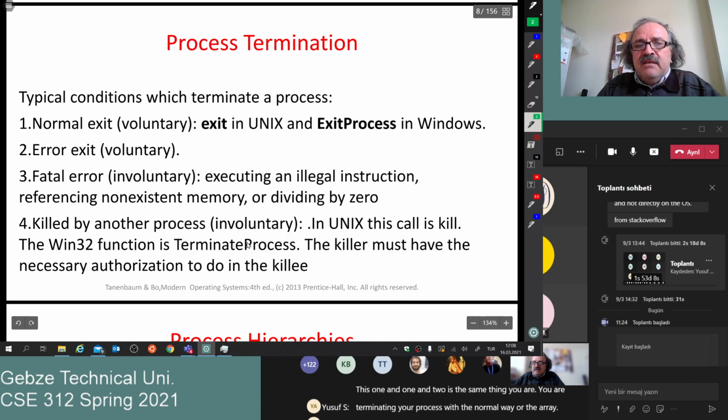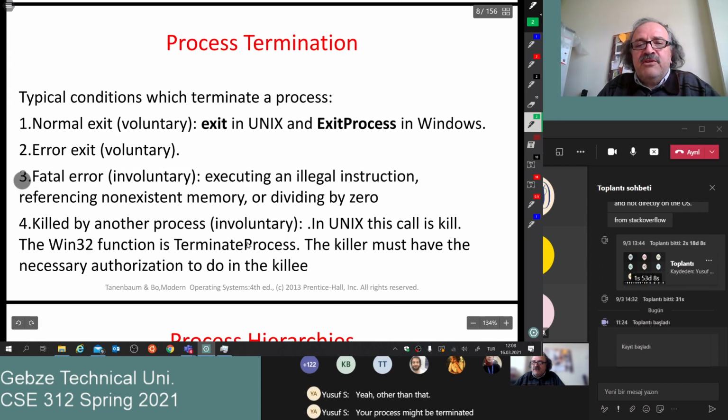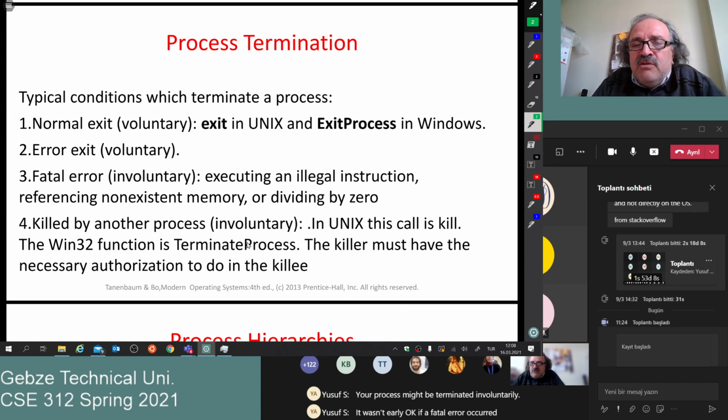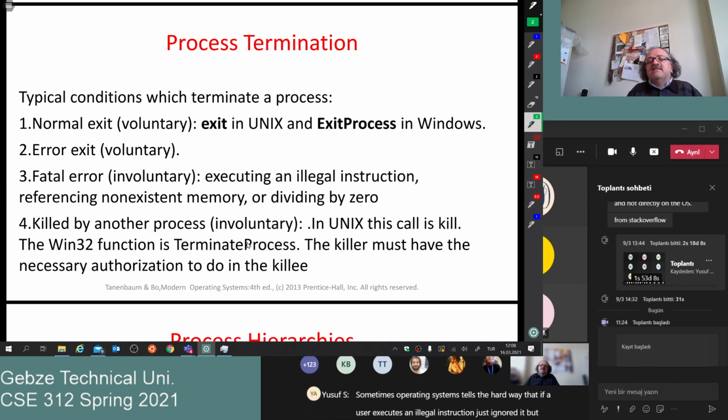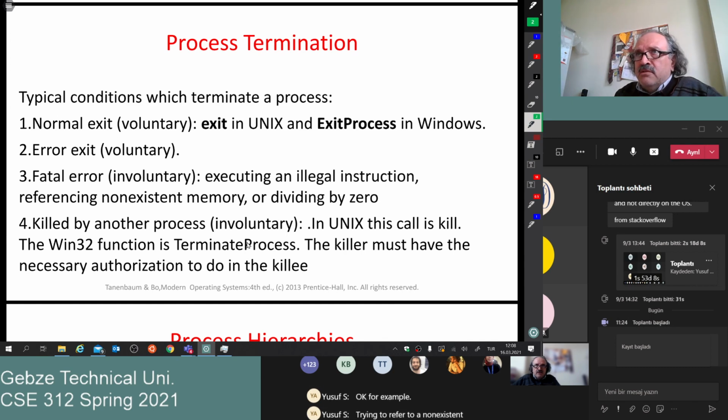Other than that, your process might be terminated involuntarily, okay, if a fatal error occurred. For example, what would be a fatal error? You executed an illegal instruction. Depending on the operating system design, sometimes operating systems tell the hardware that if a user executes an illegal instruction, just ignore it. But some operating systems tell the hardware that if a process executes an illegal instruction, just terminate it. For example, trying to refer to a non-existent memory location, or dividing by 0.